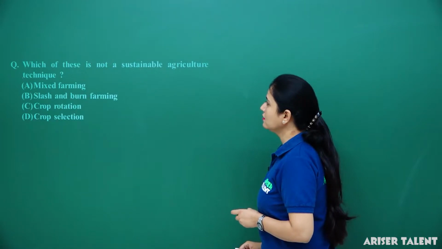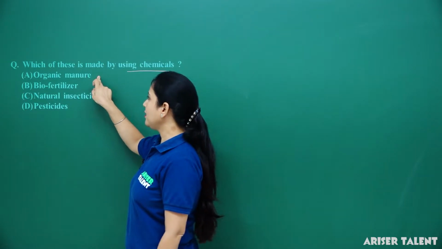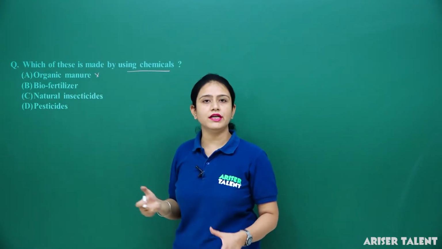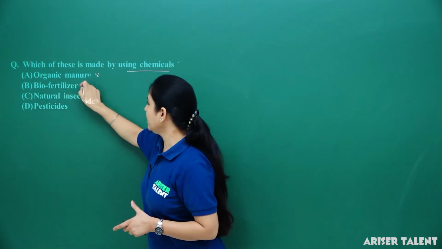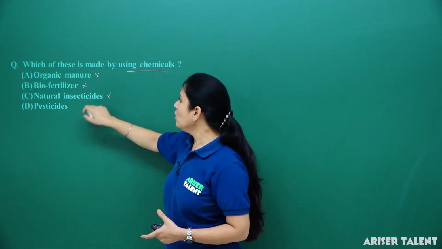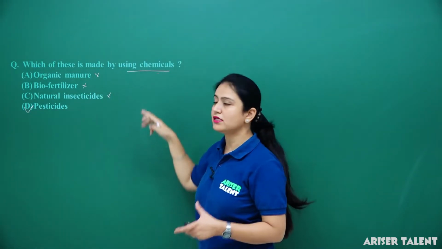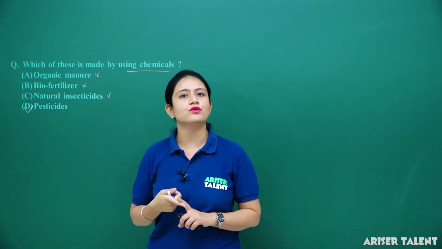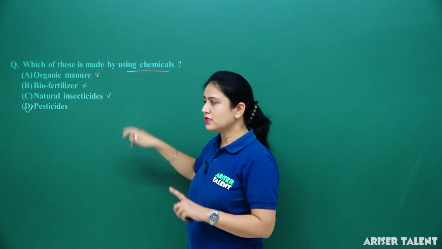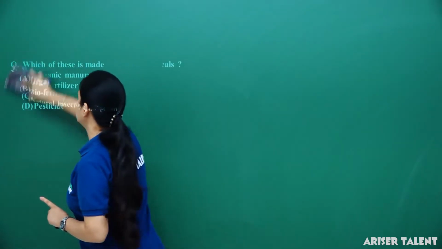Next is, which of these is made by using chemicals? Organic manure means it does not contain any chemical. Biofertilizer means the fertilizer which is totally organic in nature. So these are not correct. Natural insecticide, again, does not have any chemical. So pesticides are the correct answer. Thus we can say that pesticides, which are used to kill pests, are made by chemicals. So option D is the correct answer: pesticides are made by using chemicals.